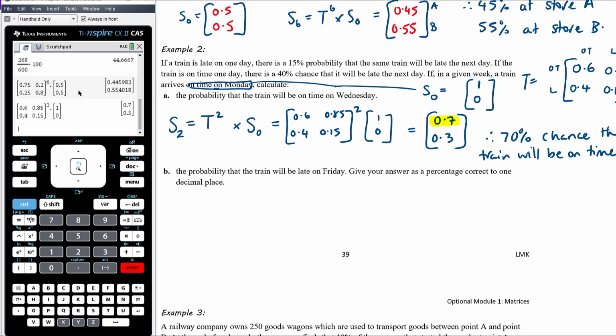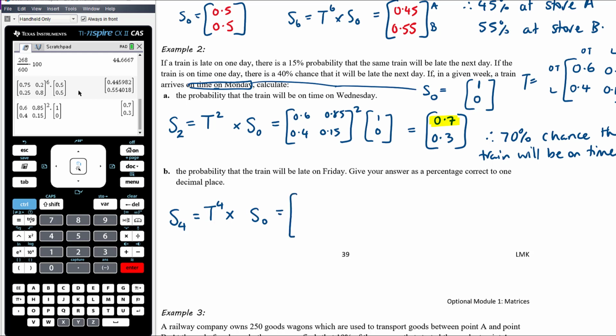Find the probability the train will be late on Friday. Give your answer as a percentage, correct to 1 decimal place. Okay, so Friday, so if S0 is Monday, Friday is 4 days away, it's S4. It's 4 transitions from Monday to Friday. Count it out on your fingers if you need to. Tuesday, Wednesday, Thursday, Friday. 4 transitions, okay?